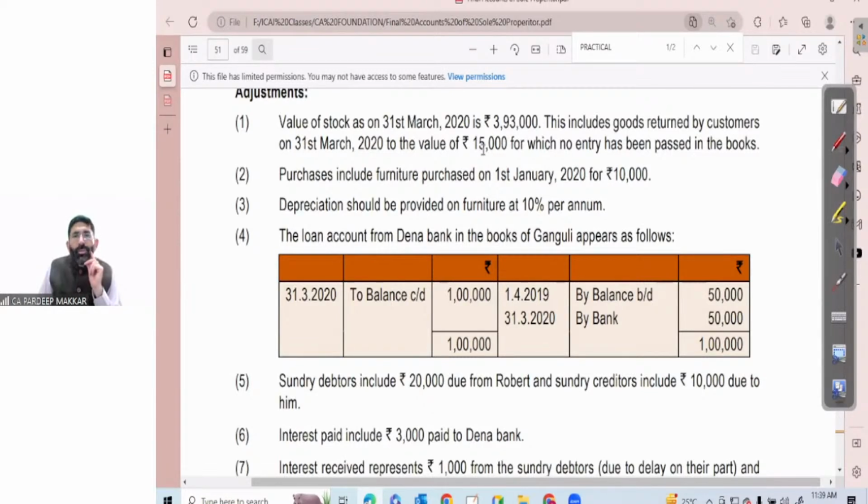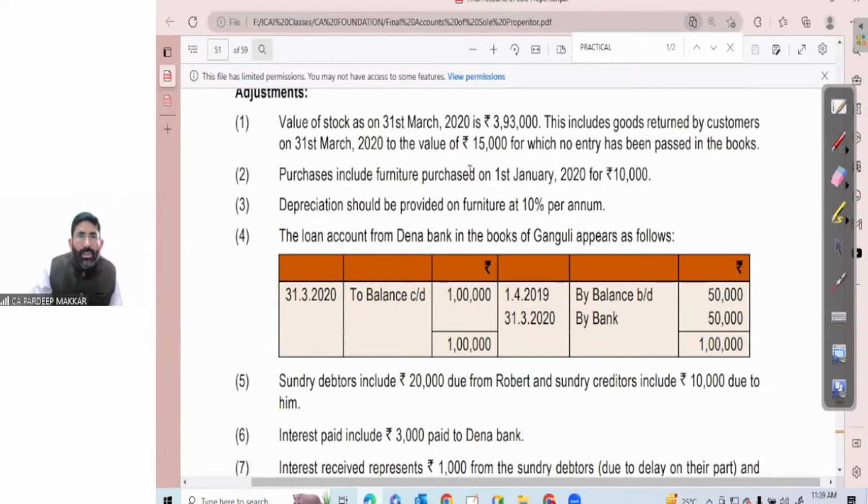So the value of rupees 15,000 for which no entry has been passed in the books of accounts. So that means 15,000 worth of goods are already received and included in this closing stock. Now we know it very well. What we have to do with this? This includes goods returned by customers to the value of rupees 15,000 for which no entries have been passed in the books. So this 15,000 needs some major adjustment which is to be kept in mind. So closing stock is an important point. When you have to enter it, you have to keep it in your mind. What we have to do, we will discuss later.